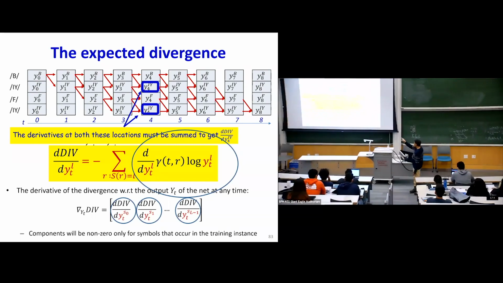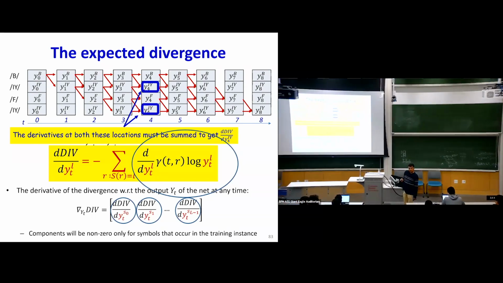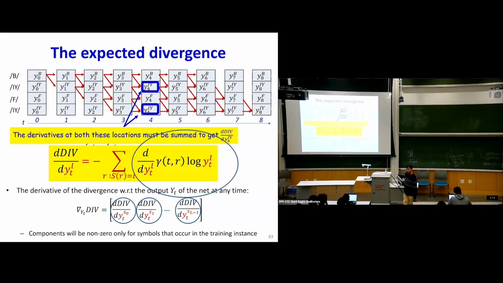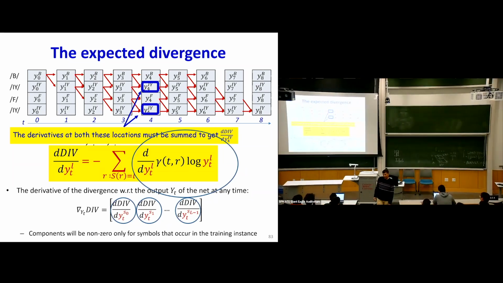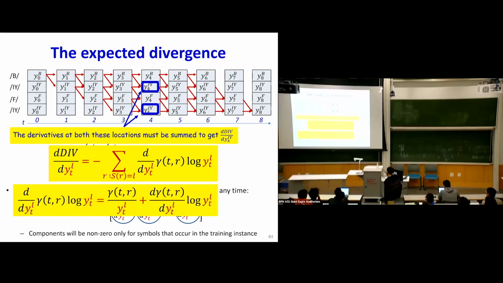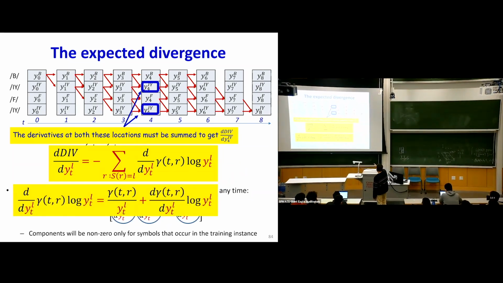Now the question that remains is, what is this derivative? D over dy of gamma times log y. If I'm just using the chain rule, it's going to be gamma divided by y plus log y times the derivative of gamma. Gamma divided by y is easy to compute. But gamma itself is a very ugly thing. So if you want to compute the derivative of gamma, it's going to be a headache.